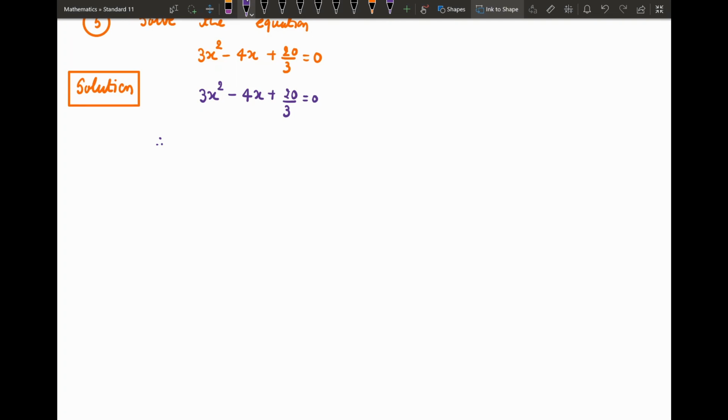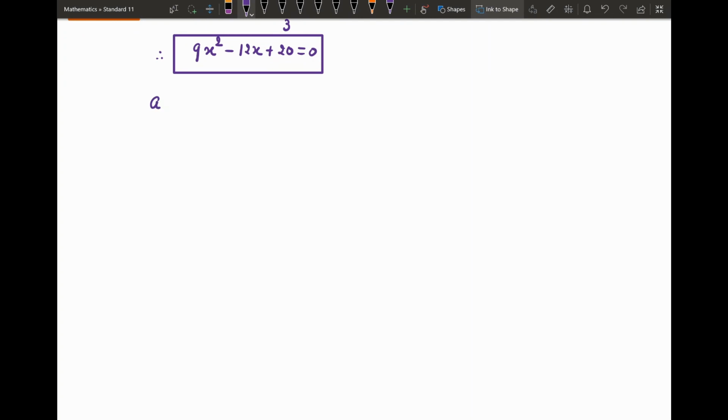Take LCM. So this is 9x square minus 12x plus 20 equal to 0. Now compare this equation with the standard quadratic equation ax square plus bx plus c equal to 0. So here a equal to 9, b equal to minus 12, c equal to 20.